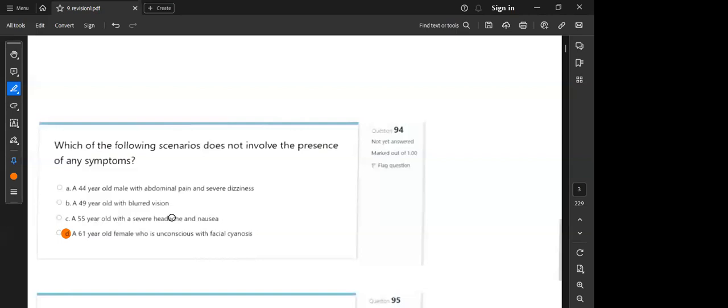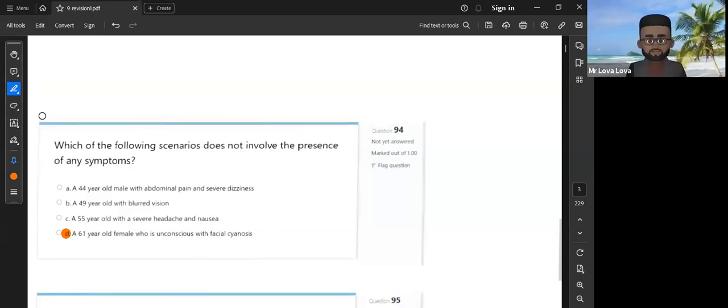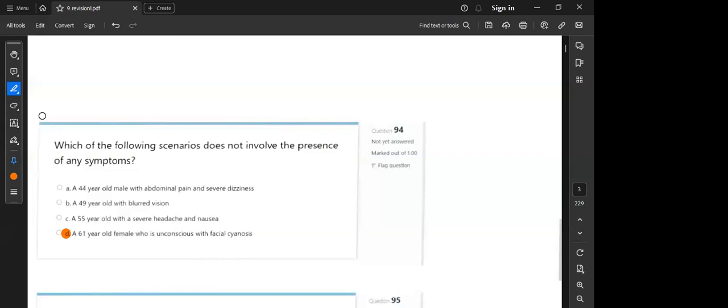Symptoms are things that the patient will describe, and signs are things where you have to do tests or observe. When we say unconscious with facial cyanosis, the patient is not able to tell you what is going on, so the doctor has to see it. I hope that's clear. Isn't it the reverse, Janet? The other way around. So the signs are what you see, and the symptoms are what the patient tells you. Exactly.